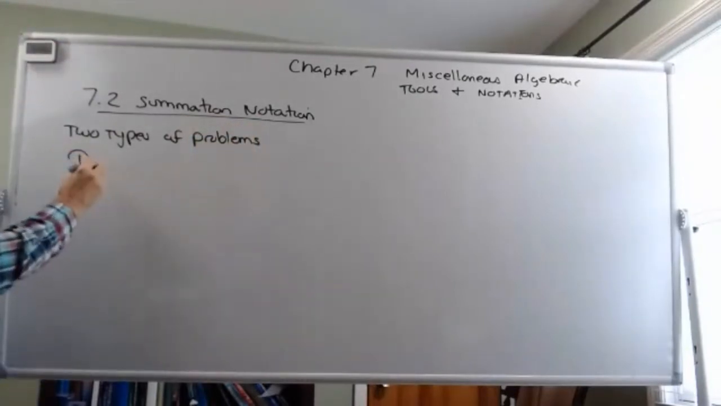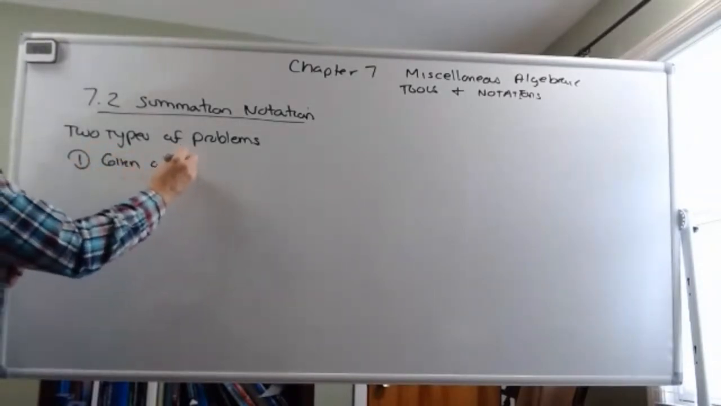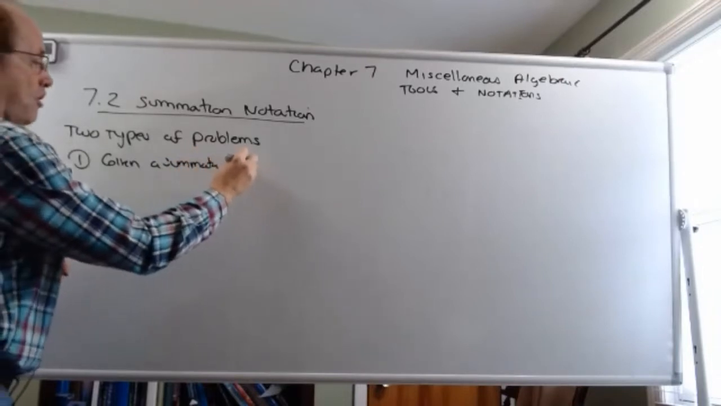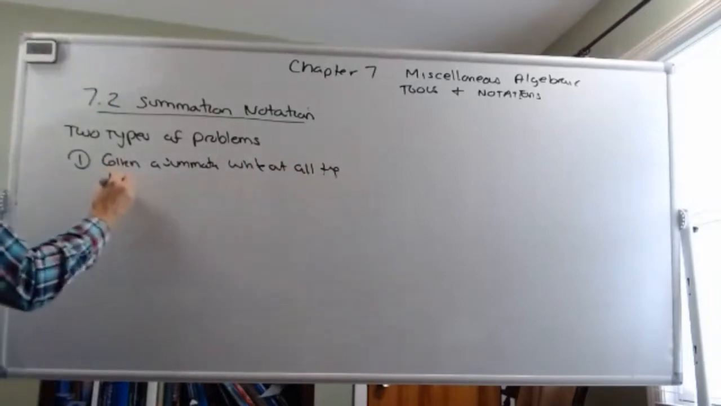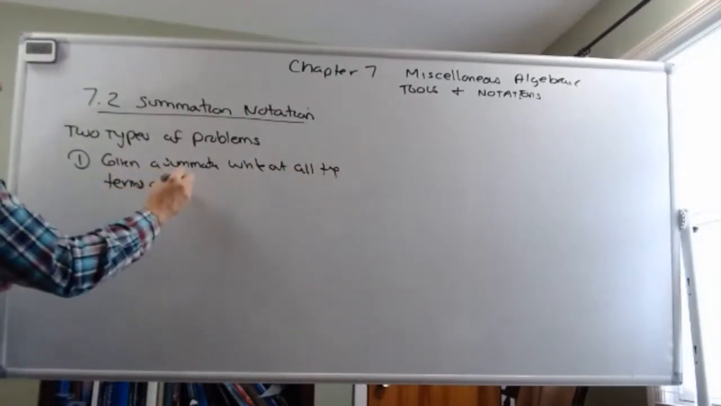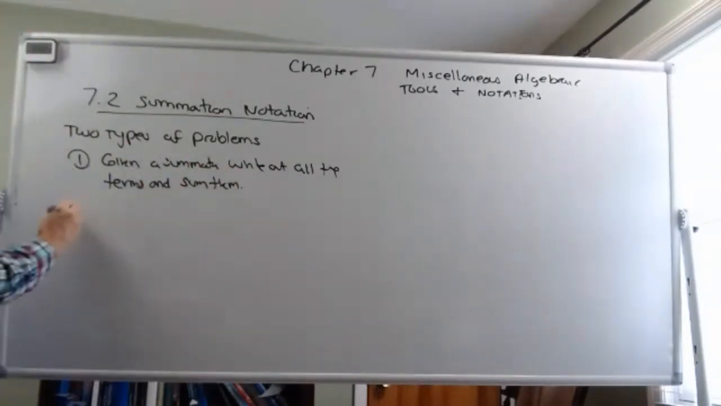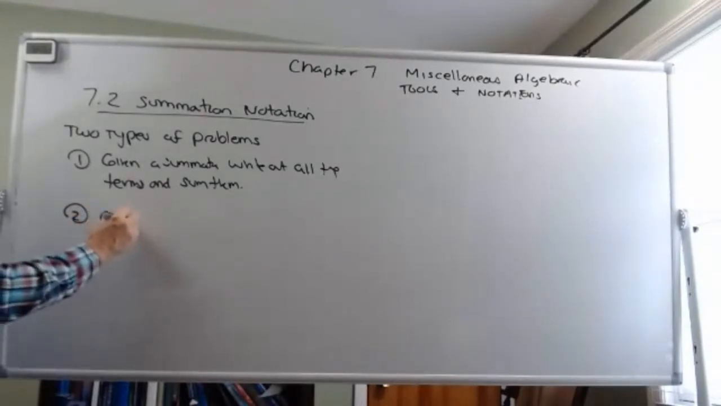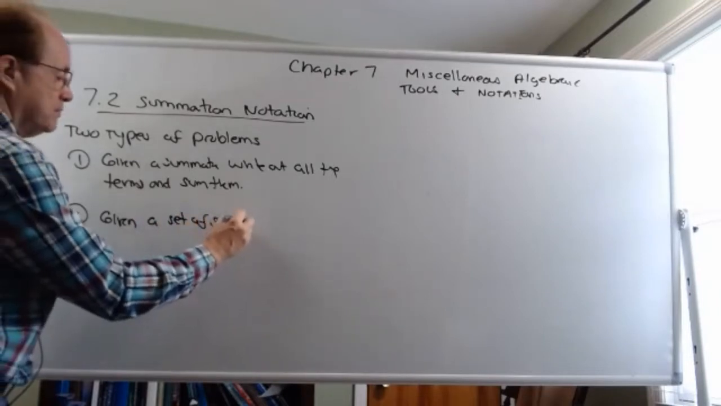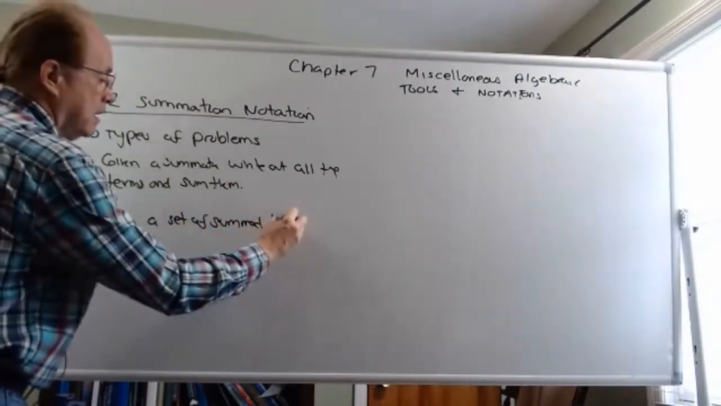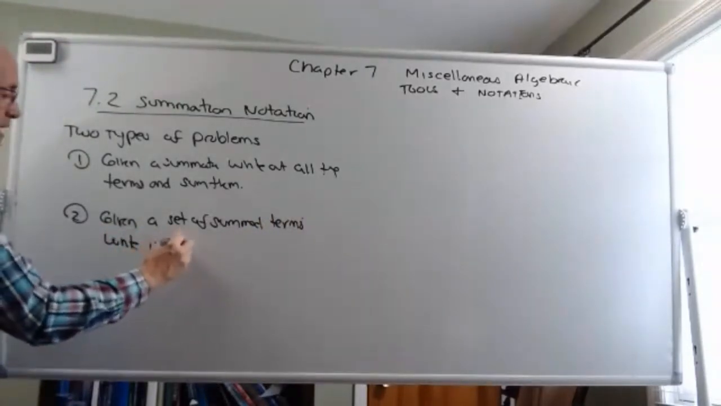The first one is, given a summation, write out all the terms and sum them. So execute it. Then the other type is, given a set of summed terms, write it in summation notation.